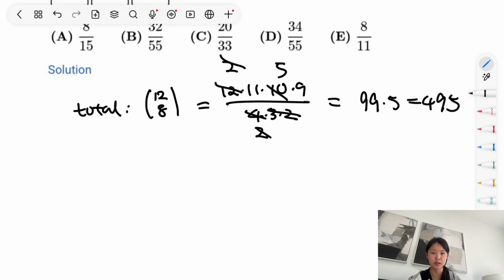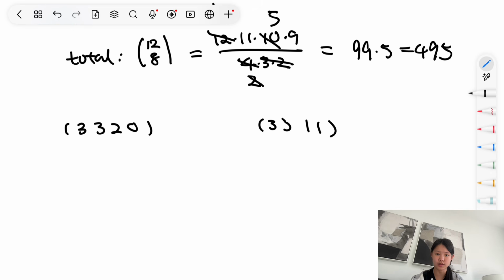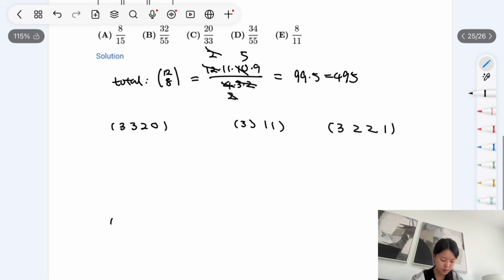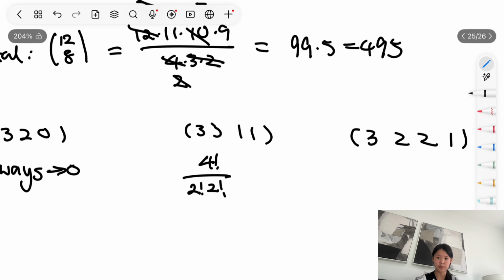So now we want to find the ways in which it would not be possible for this couple to sit together. We could have passengers distributed among the rows like 3320, 3311, 3221, and 2222. So this is always possible. Therefore, there are 0 ways in which this would not be possible. And then there are this many ways for the other passengers to distribute themselves among the rows.